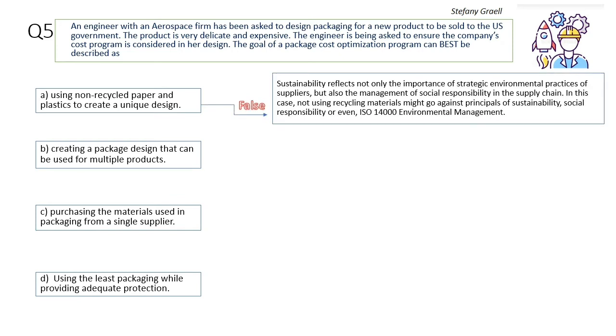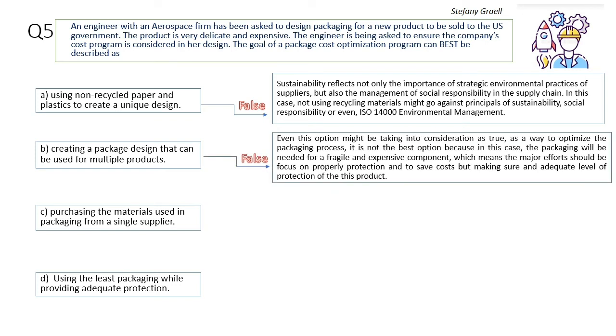Option A is false because sustainability reflects not only the importance of strategic environmental practices of suppliers, but also the management of social responsibility in the supply chain. In this case, not using recycled materials might go against principles of sustainability, social responsibility, or even ISO 14000 regarding environmental management systems.